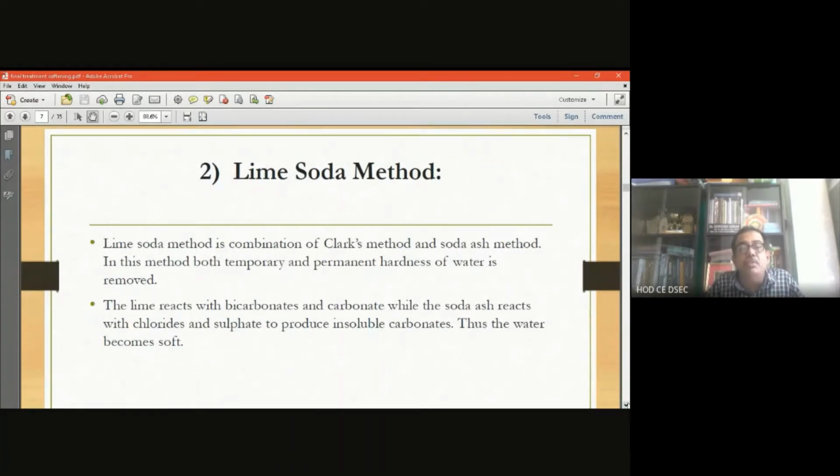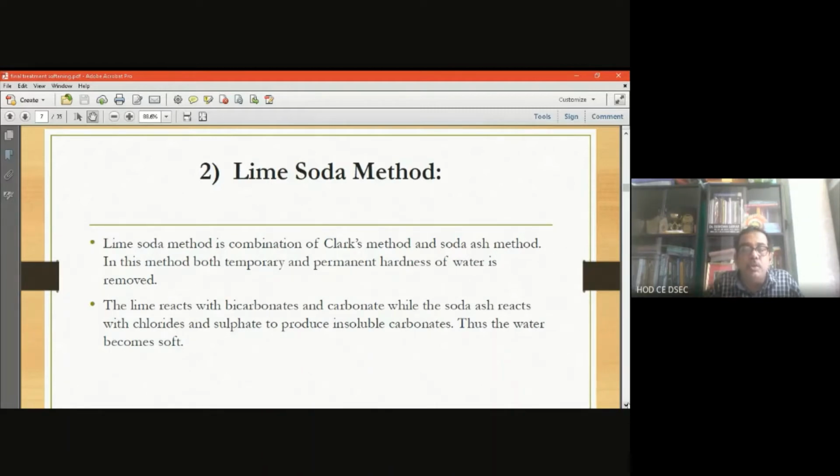The lime soda method is a combination of Clark's method, that is the lime, and the soda ash method. So addition of the lime and the soda is called the lime soda method. This method is applicable for both temporary and permanent hardness, because when we add the lime as well as soda, lime reacts with bicarbonate to form the precipitation of carbonate, and the soda reacts with the chloride or sulfate. That means those are responsible for the permanent hardness.